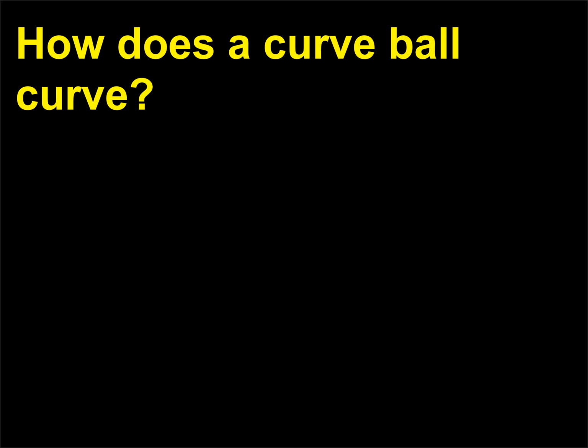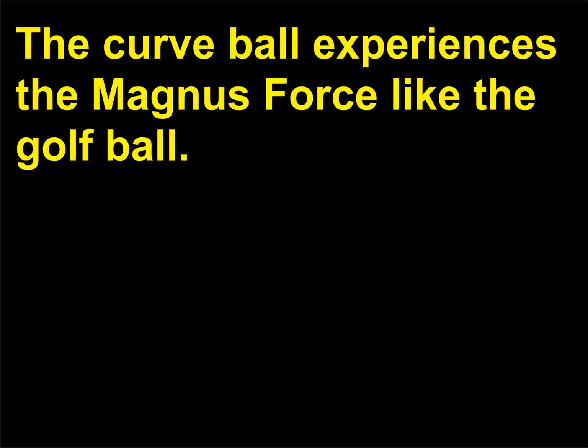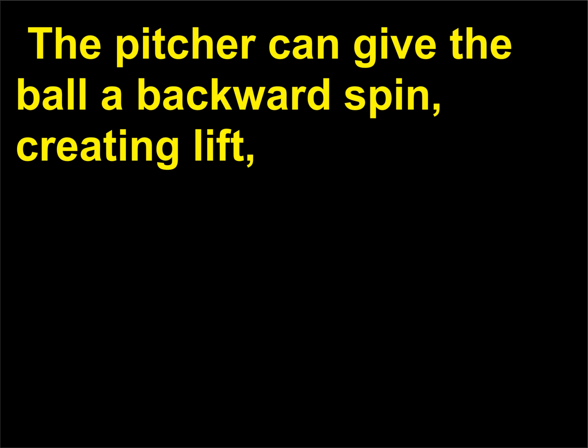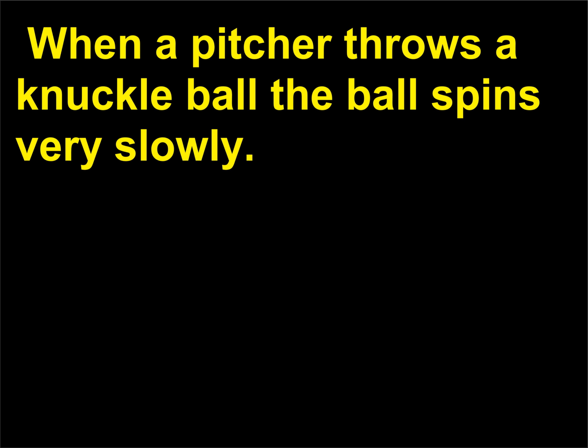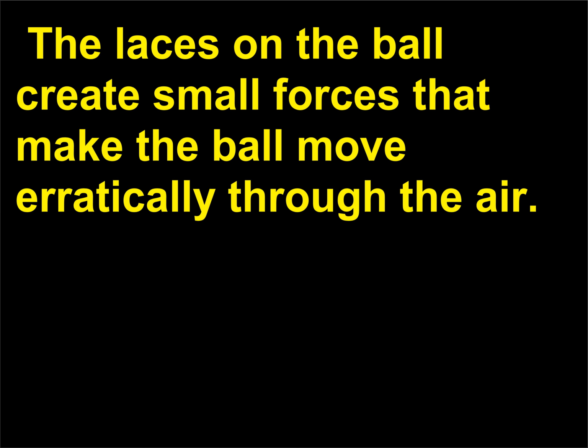How does a curved ball curve? The curved ball experiences the Magnus force like the golf ball. The pitcher can give the ball a backward spin, creating lift, or a sideways spin, causing the ball to curve sideways. When a pitcher throws a knuckle ball, the ball spins very slowly. The laces on the ball create small forces that make the ball move erratically through the air.